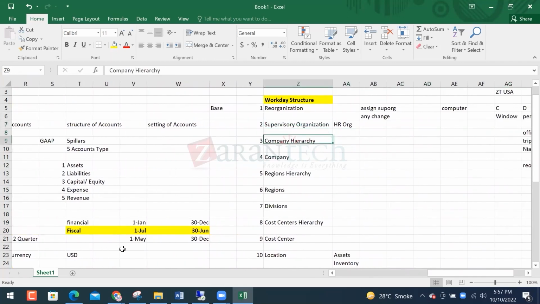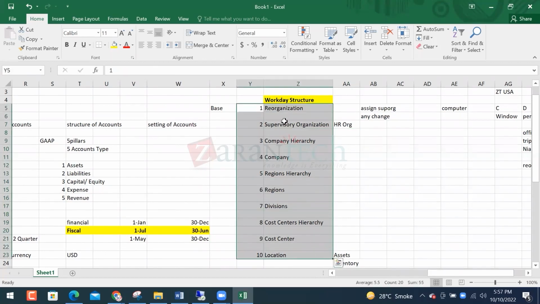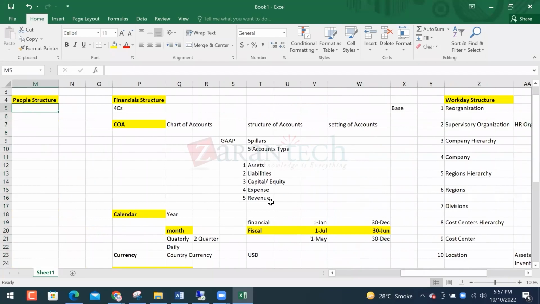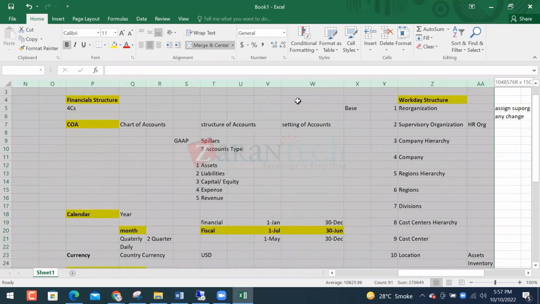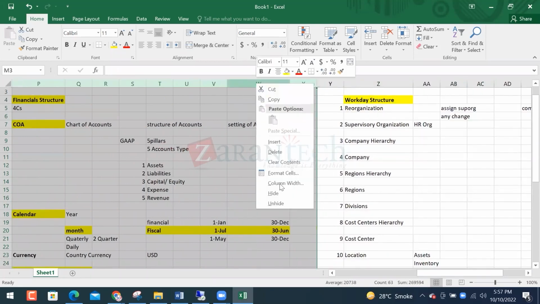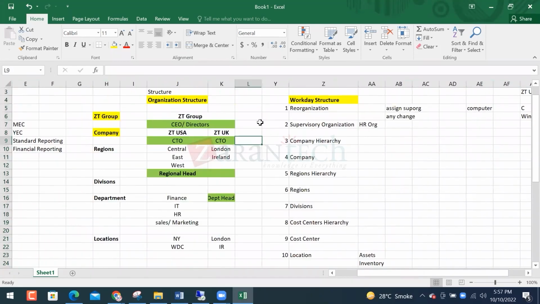Now I have to map this Workday structure with my org structure, with my people structure, and with my financial structure. Now, the Workday structure will majorly cover ZT group. If I hide this one now and come closer for the time being, ZT group is there. So where should it fit in? If this is the company, then where should it fit in?